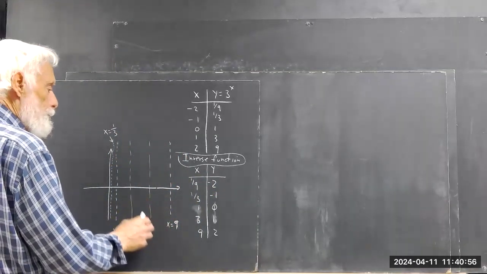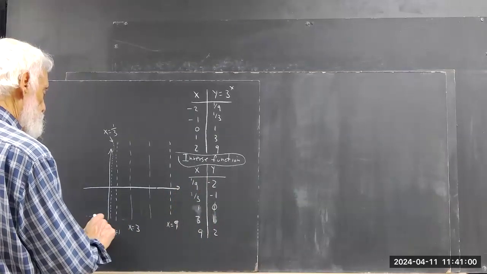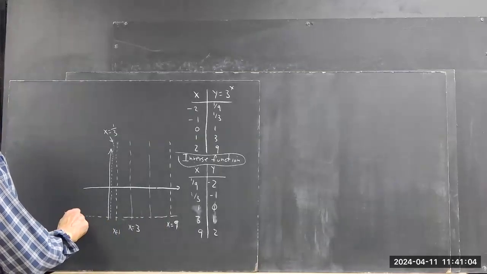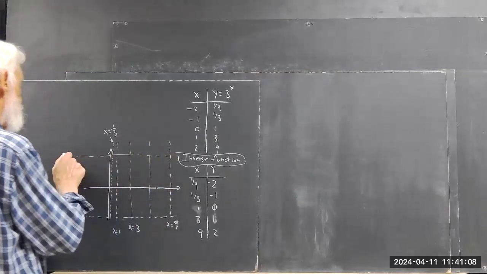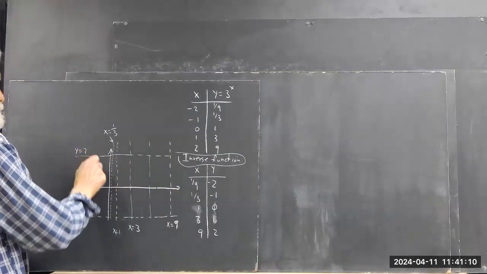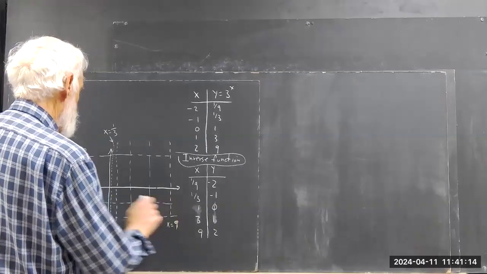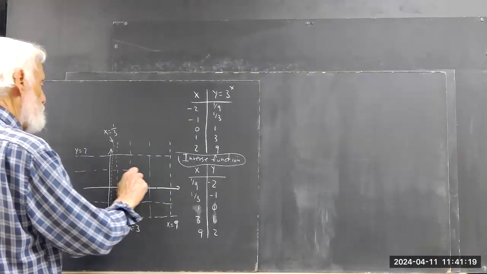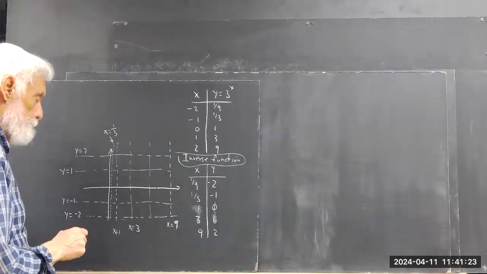Okay, so y values go from -2 to 2. So I'm going to put y equals -2 here. And I'm going to put y equals 2 up here. So that y equals -1 would be here. y equals 1 would be here.